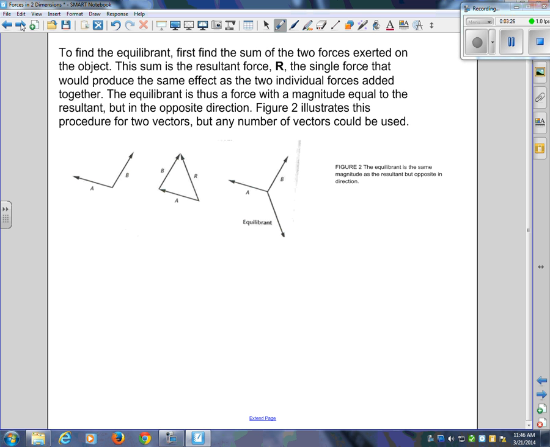Okay, so to find the equilibrant, first find the sum of the two forces exerted on the object. This sum is the resultant force R, the single force that would produce the same effect as the two individual forces added together. The equilibrant is thus a force with a magnitude equal to the resultant, but in the opposite direction. If you haven't highlighted that already, you should do so. That one that I just was talking about, right there, right? The equilibrant is thus a force with a magnitude equal to the resultant, but in the opposite direction. So all you really do is add the vectors together, find the resultant, and change the direction. That's how you find the equilibrant.